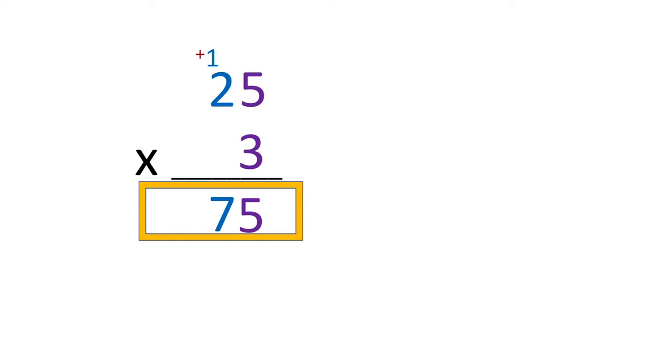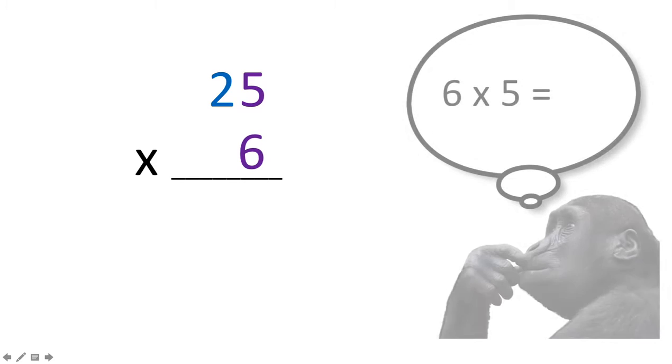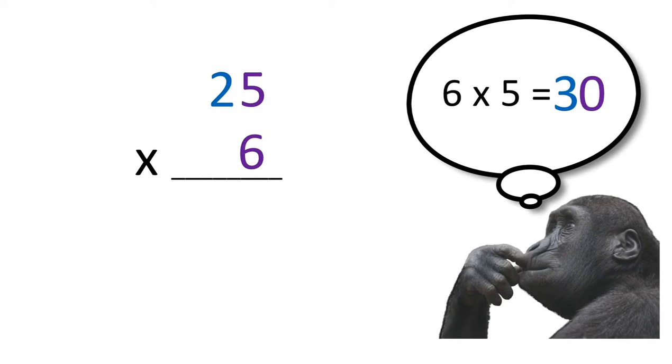Yeah, we don't want to add our number to this before we multiply. We need to multiply first and then add at the very end. Okay, so our whole answer is 75. Let's try this. 25 times 6. We start in our ones place. 6 times 5 equals 30. Our monkey man knows. Can we just write 30 down at the bottom here?